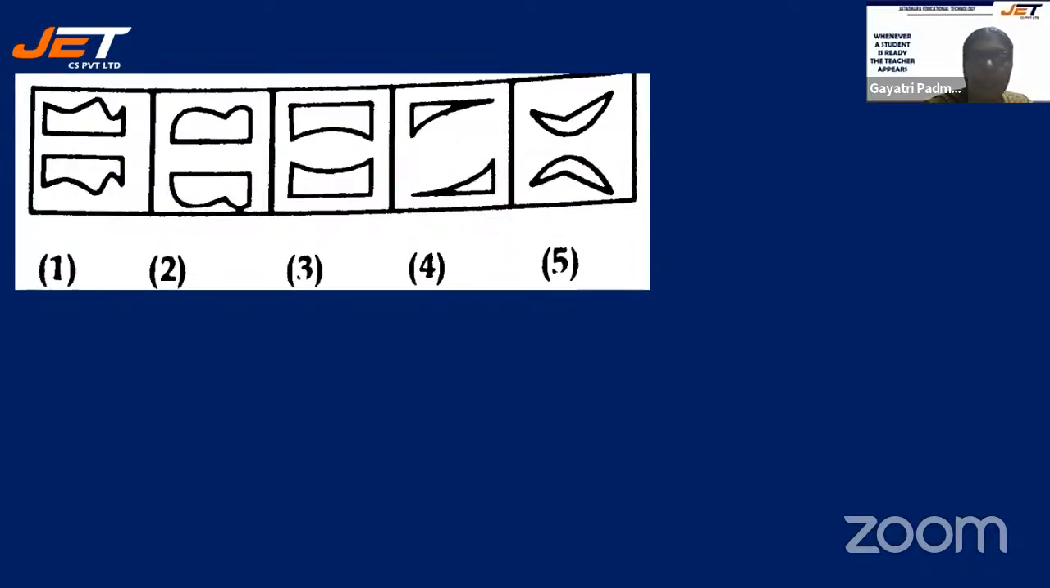This is pretty simple. The mirror image. The clue is given to you, so I'm sure you'll be able to give the answer. All right. Is it option 1, 2, 3, 4, or 5? So what happens when you have a mirror image? So that is the odd one out here. Your 30 seconds are running. So quickly choose the odd one out among the 4 options.